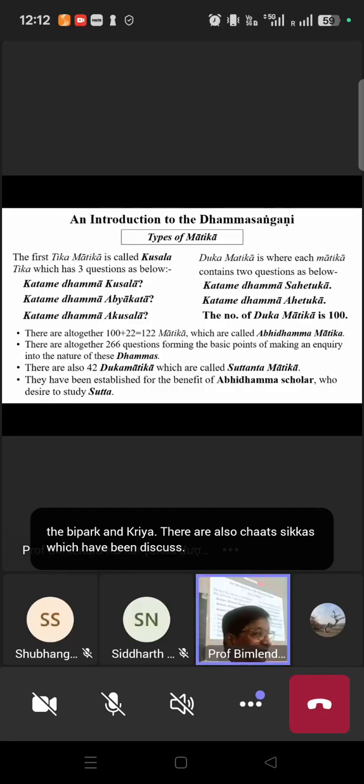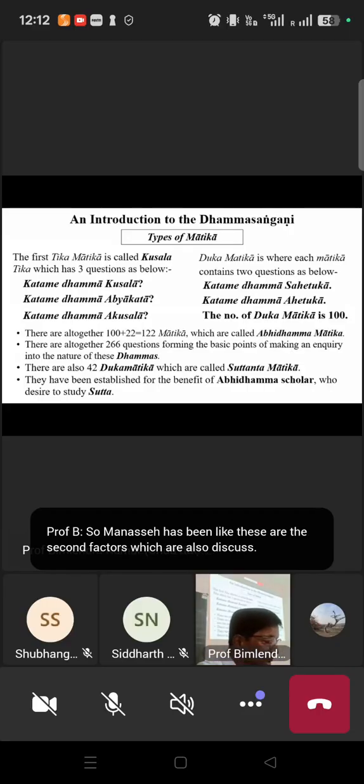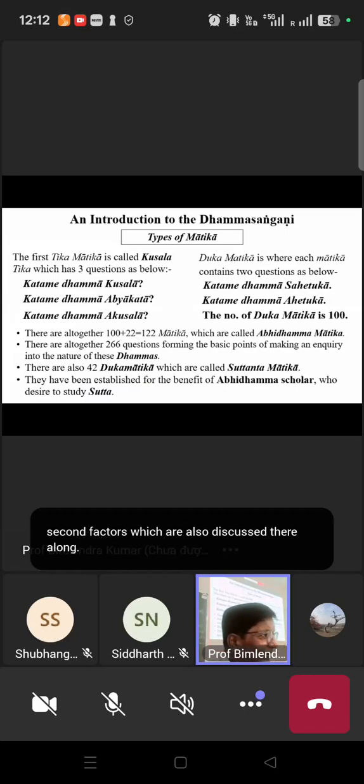That is, Katame dhamma kusala? Yasmim samaye kamavacaram kusalam cittam uppannam hoti somanassasahagatam nanasampayuttam asankharikam, tasmim samaye phasso hoti, vedana hoti, cetana hoti, ekaggata hoti. Like these are the psychic factors which are also discussed there, along with all 89 or 120 types of consciousness.